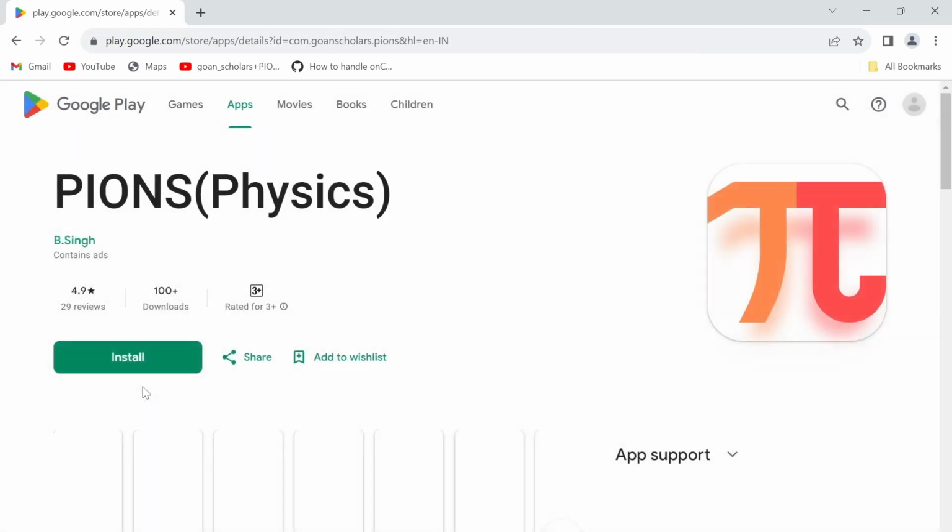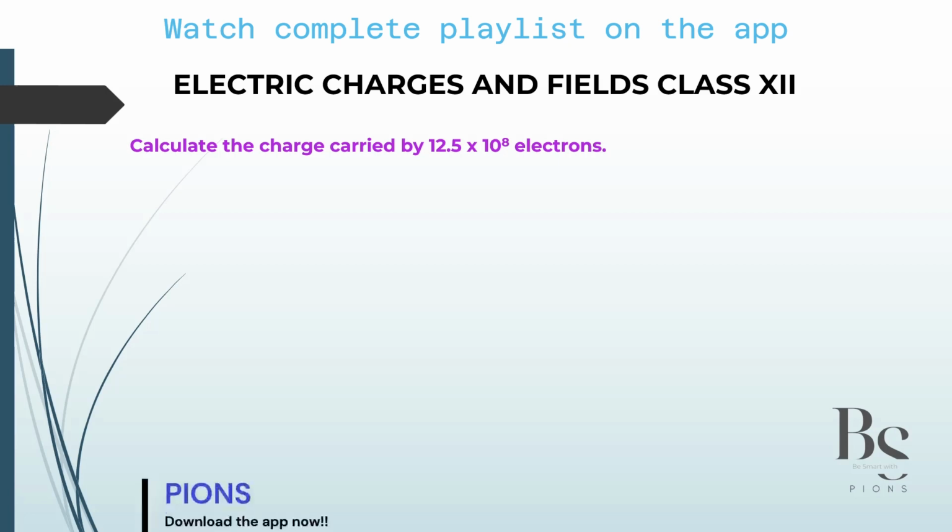Download the app now. Question number 1 says: calculate the charge carried by 12.5 into 10 to the power 8 electrons. Okay, so our first task is always in physics, write what is given. So here our given quantity is the number of electrons. So I am writing here n, which is equal to 12.5 into 10 raised to 8 electrons. These are the number of electrons, right?